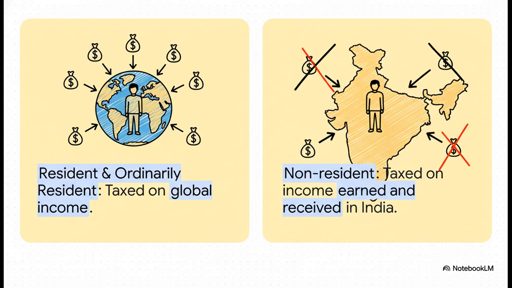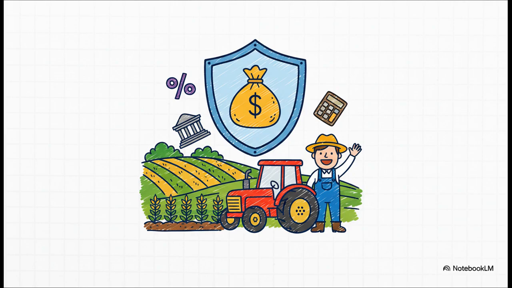If you're a resident and ordinarily resident, then your global income is on the table for Indian tax. I mean, income you earned anywhere in the world. But if you're a non-resident, it's a different story. You're generally only taxed on the income you earn or receive right here in India. Now, of course, there are always some exceptions to the rules, and a really big one you should know about is agricultural income. For the most part, if you earn income from agriculture in India, it's exempt from income tax. That's a pretty major exception, right?